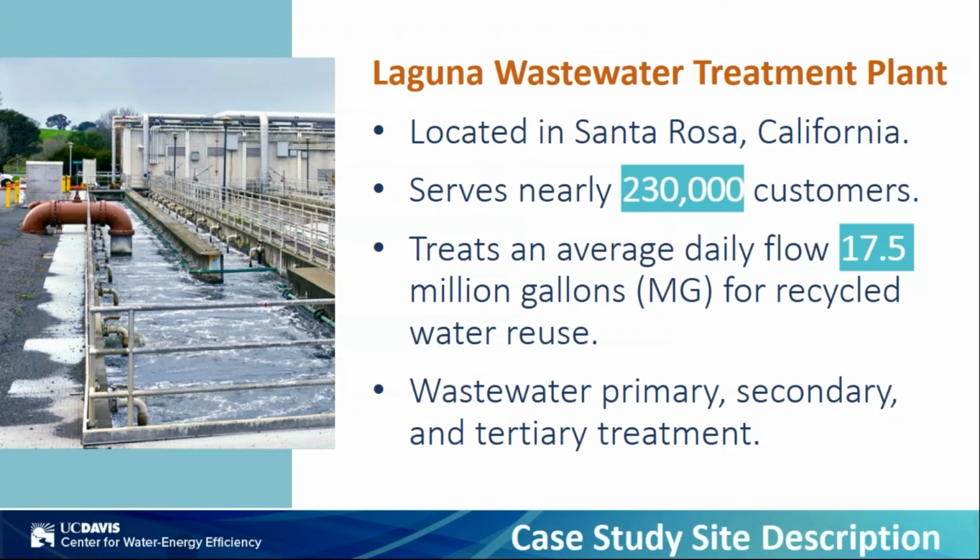The case study that we performed looked at the Laguna Wastewater Treatment Plant, which is located in Santa Rosa, California. It's a fairly large facility that serves nearly 230,000 customers and treats an average daily flow of 17.5 million gallons for recycled water reuse. And the wastewater in this facility undergoes primary, secondary, and tertiary treatment. So it has a larger energy use as well.